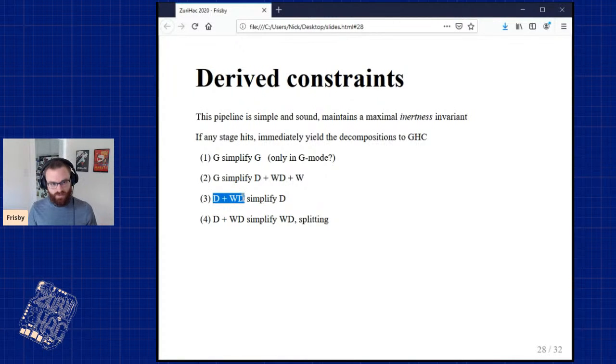Then we can use the Ds to simplify other Ds, and now all the Ds are as simple as they can be, and then we can use them to simplify the WDs, and then we're basically done at that point.